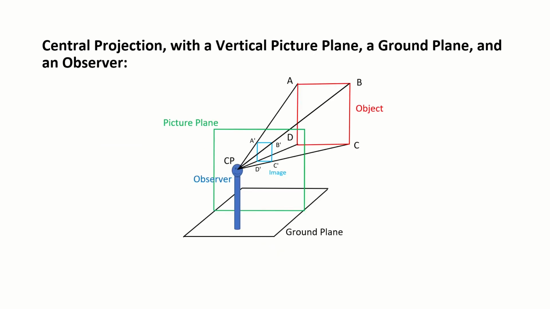Here's the central projection process viewed from the outside. You have an observer standing on a ground plane. The center of the observer's head is the center of projection. The picture plane is typically orthogonal to the ground plane. On the other side of the picture plane is an object, in this case a simple red square. Projection rays pass through or bounce off of the red square, intersect the picture plane, leaving an image of the square and converge on the center of projection.